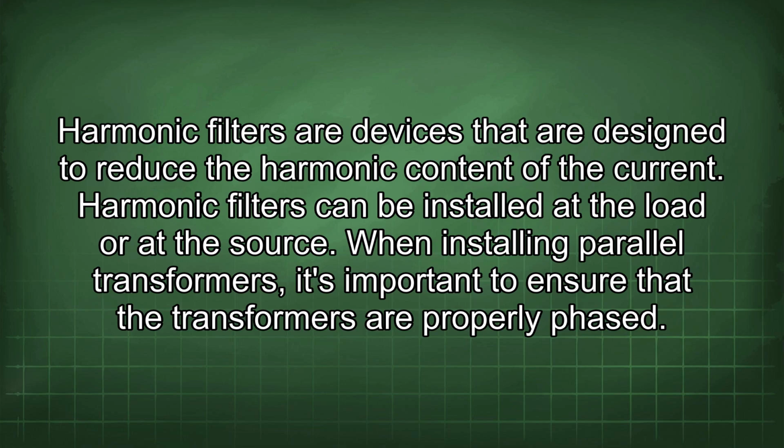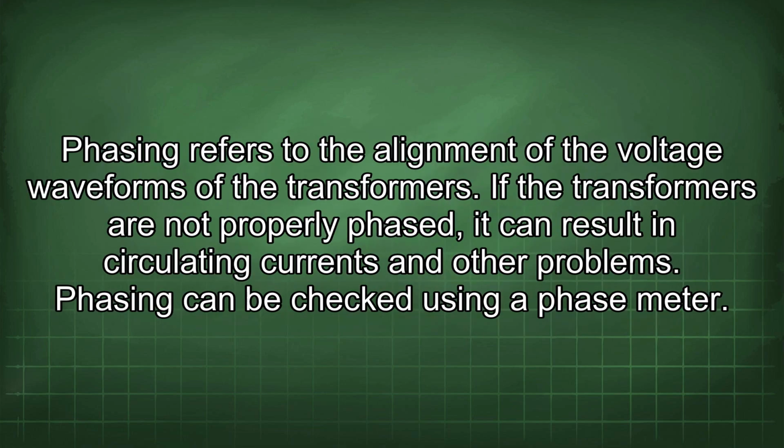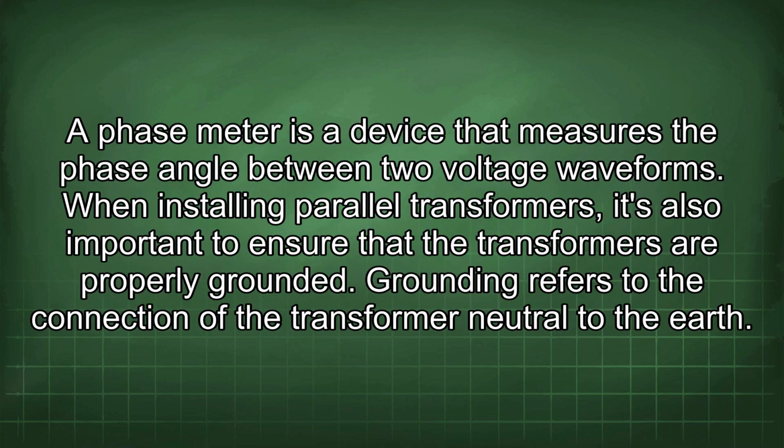When installing parallel transformers, it's important to ensure that the transformers are properly phased. Phasing refers to the alignment of the voltage waveforms of the transformers. If the transformers are not properly phased, it can result in circulating currents and other problems. Phasing can be checked using a phase meter. A phase meter is a device that measures the phase angle between two voltage waveforms.